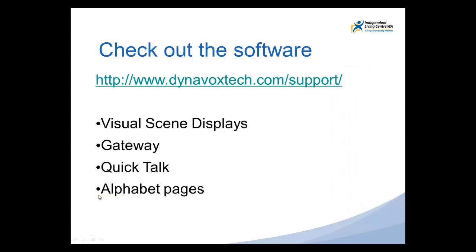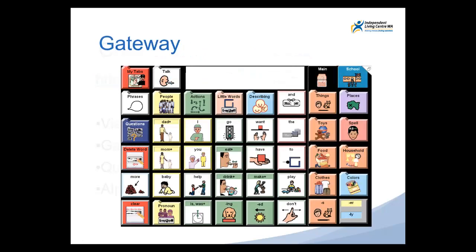Okay, so I wanted to make you aware that this software that I'm about to demonstrate is available for a free download. You can head on to the Dynavox Tech website, choose support and then the download center to be able to download the Series 5 software. So I'm just going to take you out there now and show you some different ways vocabulary has been organised within the Interact Series 5 software. From visual scenes, I'll demonstrate the gateway pages and show you some alphabet and quick talk pages as well.